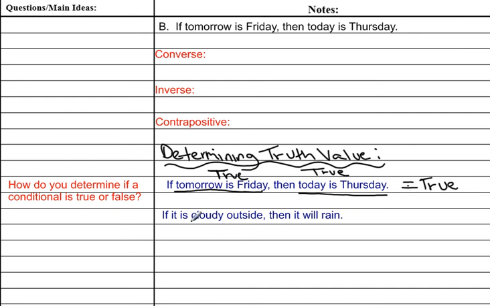So when is it cloudy outside, but it does not rain? An example we can say is when it snows. So when it snows, it's cloudy outside. That doesn't mean it's going to rain. So whenever the hypothesis is true, but the conclusion is false, this is a false statement. And if it's false, you'll be able to provide a counterexample.